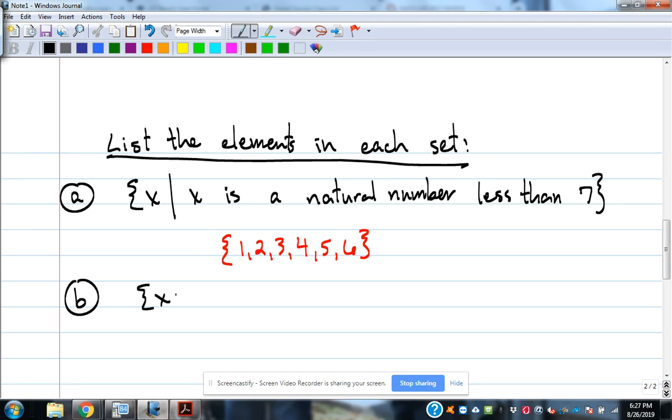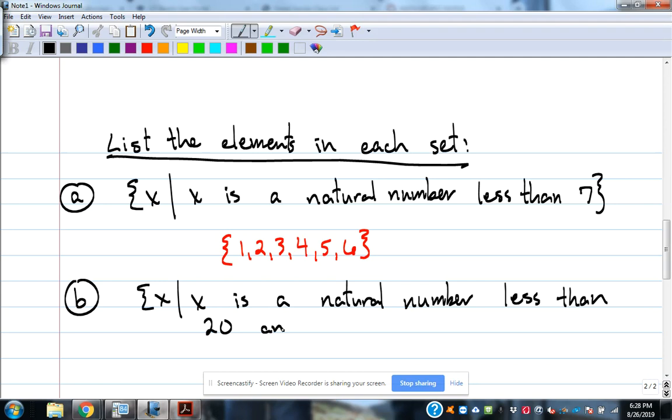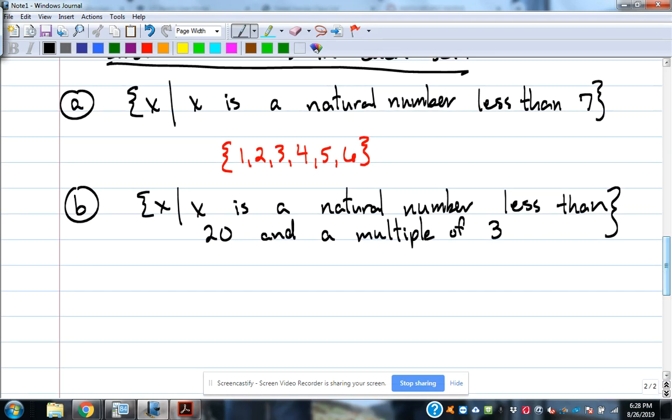All right, let's do another one here. All x's such that x is a natural number less than 20 and a multiple of 3. What does it mean to be a multiple of 3? Math word there.